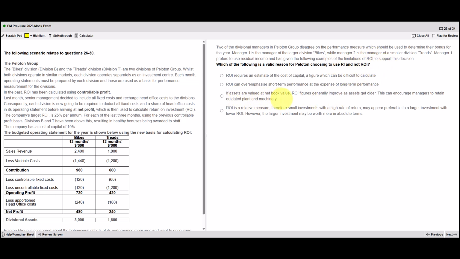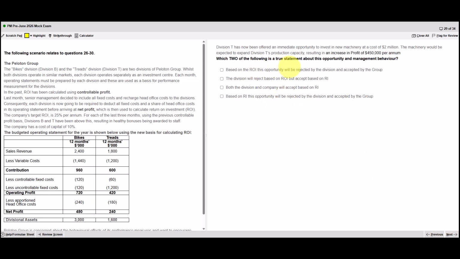If assets are valued at net book value, ROI figures generally improve as assets get older. This can encourage managers to retain outdated plant and machinery. It is also true, but true for both. ROI is a relative measure, therefore small investments with a high rate of return may appear preferable to a larger investment with a lower ROI. However, the larger investment may be worth more in absolute terms. This one's true and is one of the limitations of using a relative measure.